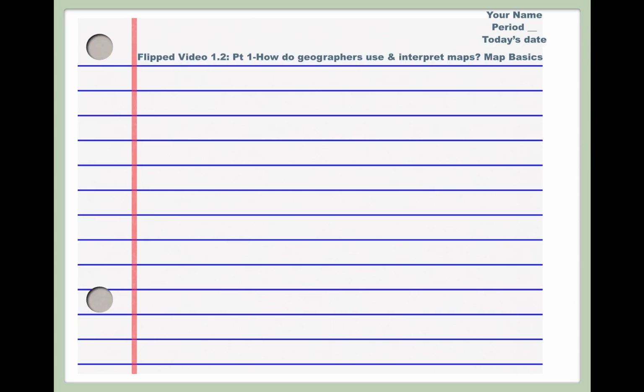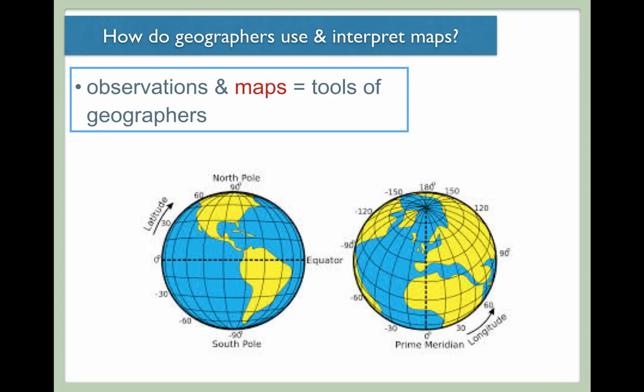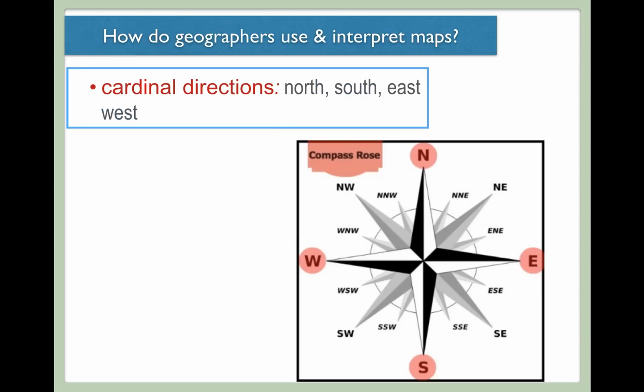Last flip video, we were discussing the evolution of geography as a field of study, and we talked about the role of maps. Today we're going to dive a little bit more specifically into maps, how they are structured, how they're organized, and how geographers use them. We're going to start with a basic understanding that simple observations, observing the world around us, and maps, those two things are really at the heart of what it means to be a geographer, and those are the tools of a geographer. So that's why maps themselves are so important to us, both in this course and as geographers ourselves.